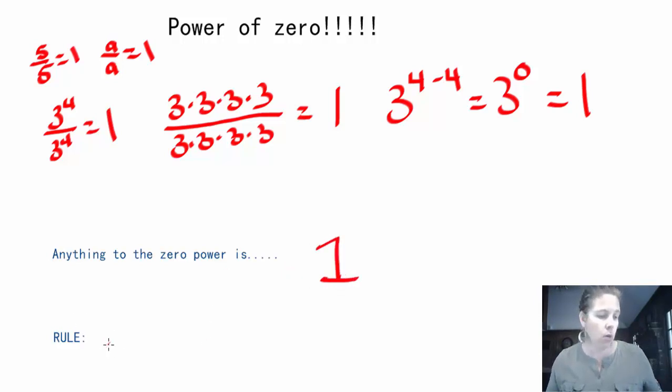The rule is written like this: a to the 0 power is 1. So anything to the 0 power equals 1 is what that means.